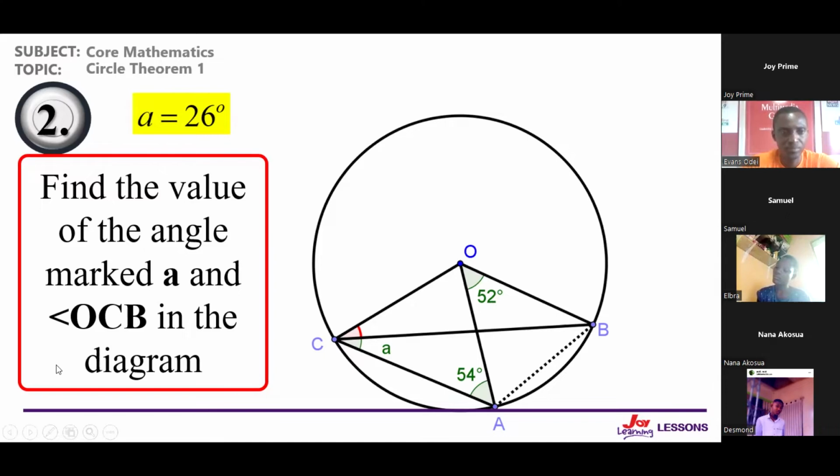Because you can see that from the chord AB, the same chord AB subtends an angle at A here. And so twice of A should be the same as 52. So now we divide 52 by 2, and that will give us the angle A. What about the angle OCB?